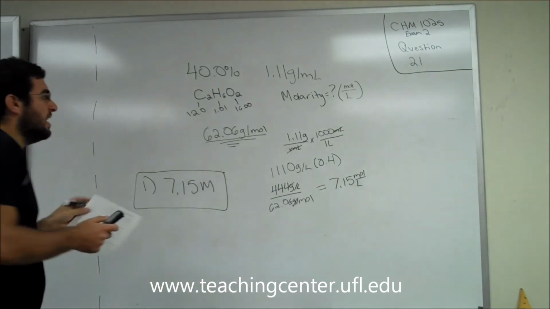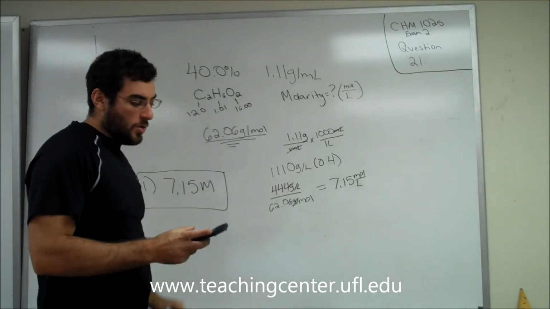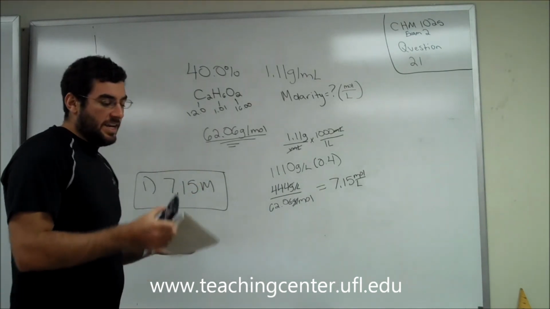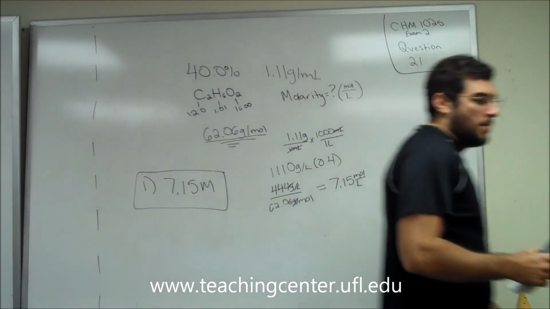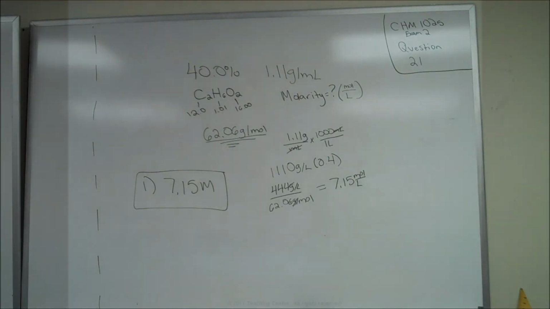So for this question, make sure you convert milliliters to liters, then make sure you know that it's only 40% by mass, and then just go ahead and divide it by the molar mass of ethylene glycol.